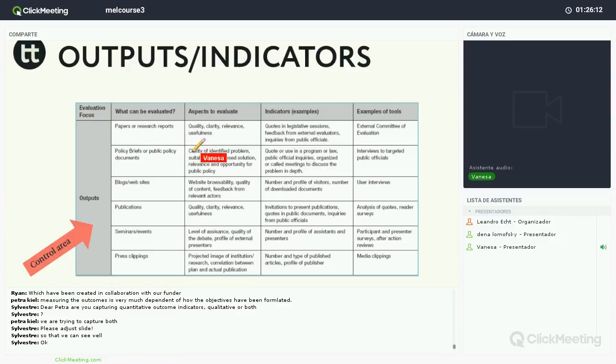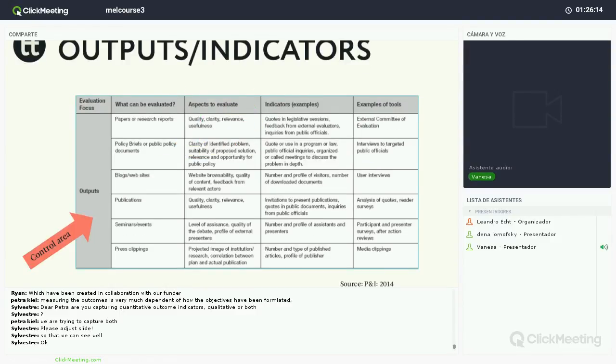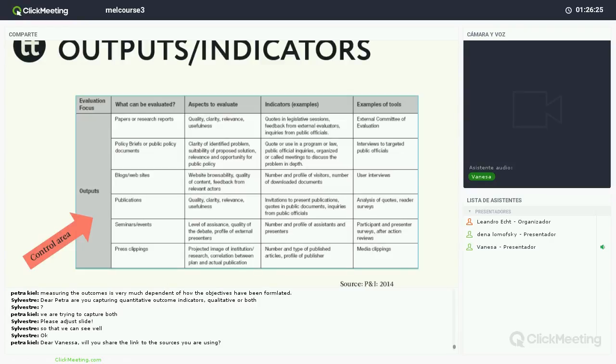So here again, once you have determined and thought about those aspects to evaluate that are related to the questions you have, I think that's the right point to start thinking about indicators in a more comprehensive way, right? So if you're thinking about whether a research report has been relevant, you might think about, okay, we can see whether it has been relevant or not if it has been quoted in some legislative discussions or sessions, or is it clear?